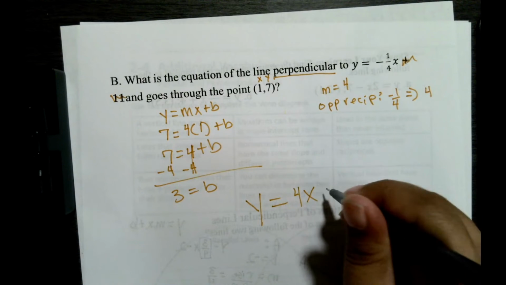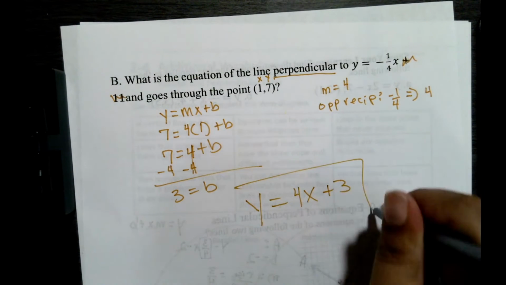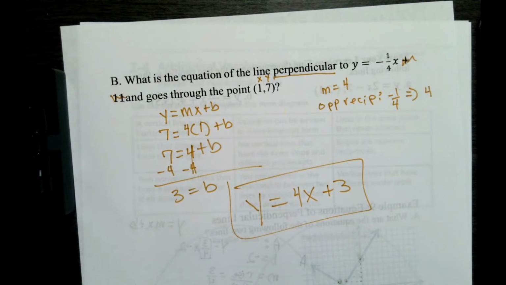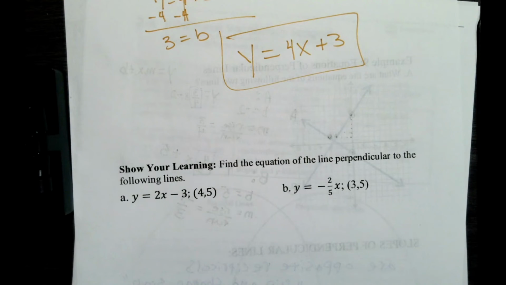So whenever it's perpendicular, make sure your slope is opposite. Flip and change signs. I'm not going to work these out for you, but if you need them, of course, they'll be in the classroom for you. So let's talk next about comparing and contrasting parallel lines.